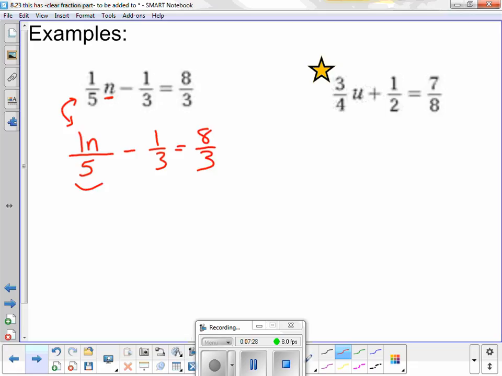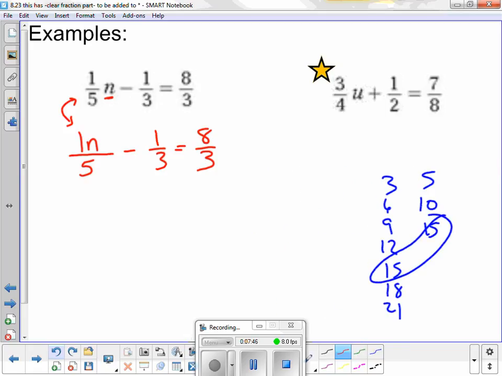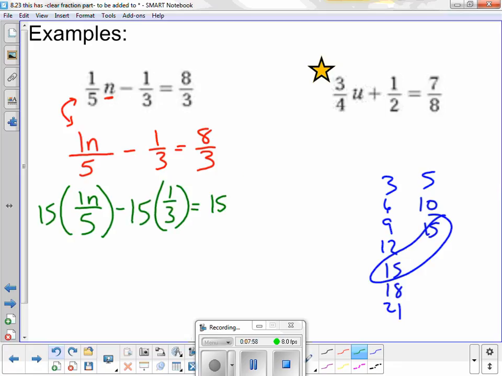So I have a 5, a 3, and a 3 that I need to think of. So what is the least common multiple? Well, 3, 6, 9, 12, 15, 18, 21. Maybe that's enough. 5, 10, 15. Oh, there it is. 15 is that least common multiple. So I'm going to pull this to the side for a minute. So that means I'm going to multiply everything by 15. So 15, and then I put my first term, minus 15, and then the second term, equals 15, and then the third term.